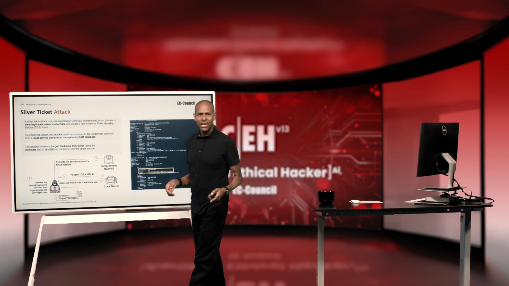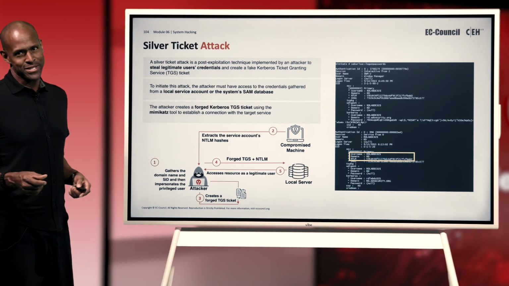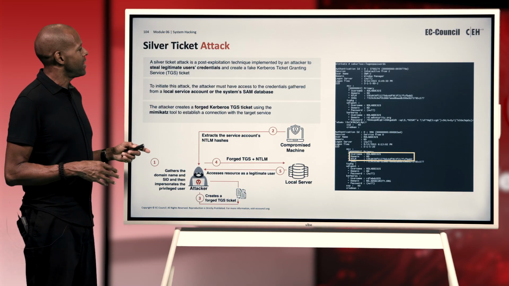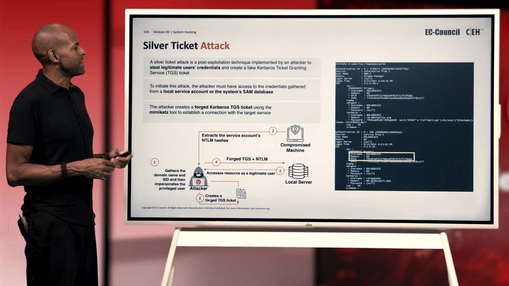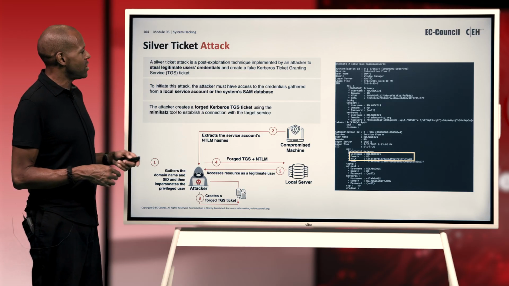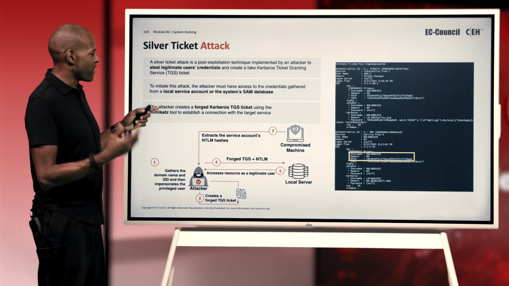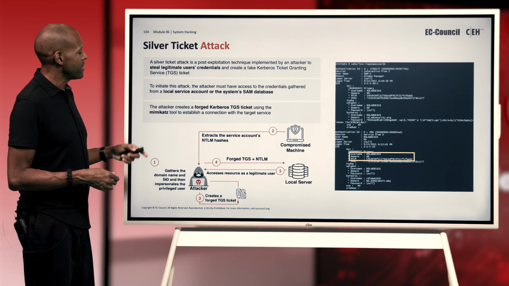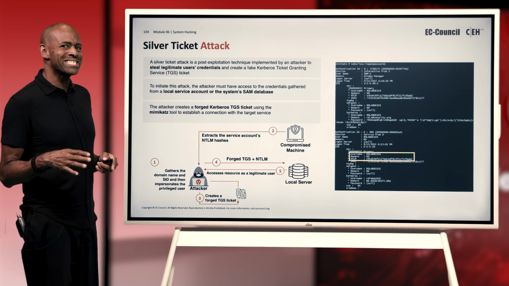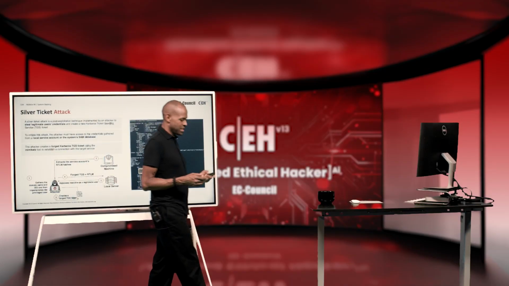And then the next one we have is a silver ticket. Not quite as good as a golden ticket, just like an ounce of silver is not quite as good as an ounce of gold. But this one is another post-exploitation technique that we use to steal credentials and then create a fake Kerberos ticket that gives us a TGS ticket. You have to already have access to credentials from that local service account on the SAM, and then you create a forged Kerberos ticket. This gives you less access than the golden ticket, and that's why it's called a silver ticket.